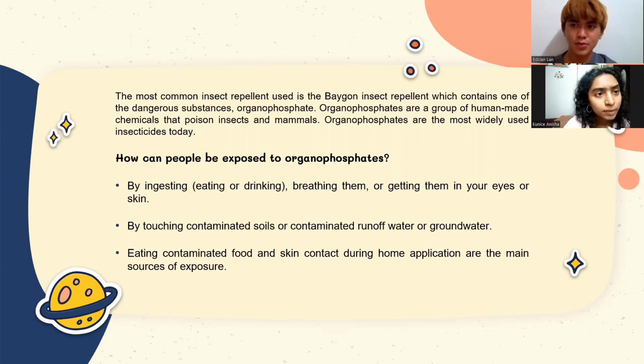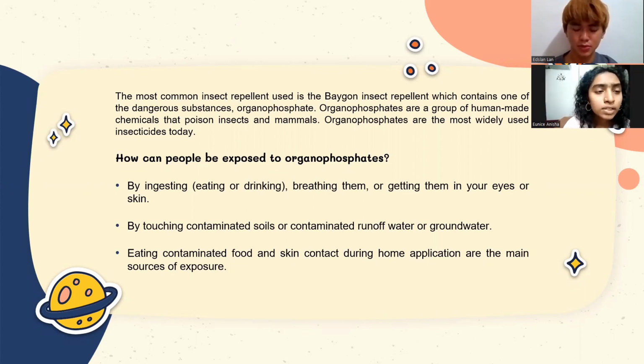As you saw in the picture two slides back, that was the Baygon insect repellent, because the most common insect repellent used in Malaysia especially is Baygon, which contains one of the most dangerous substances, organophosphate, like I mentioned. Organophosphates are basically a group of human-made chemicals that poison insects and mammals. Organophosphates are the most widely used insecticides today.